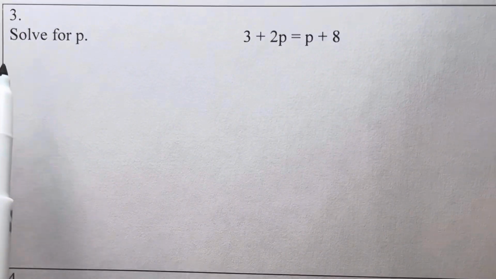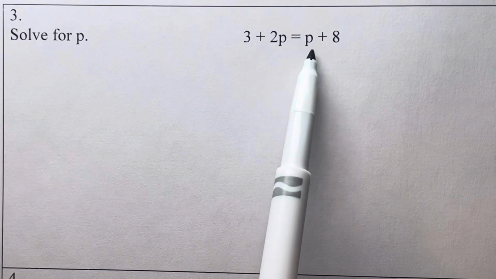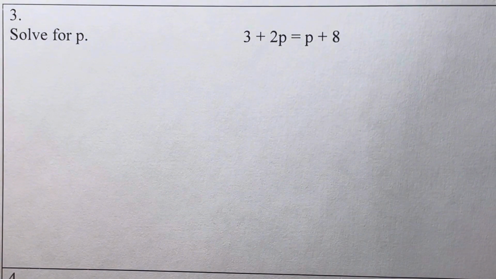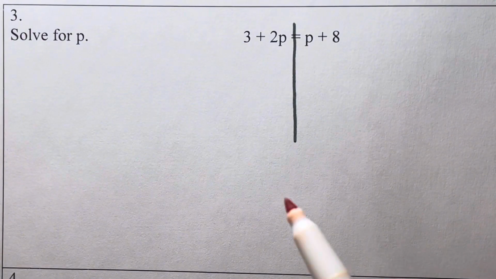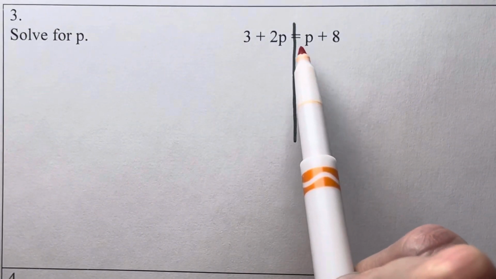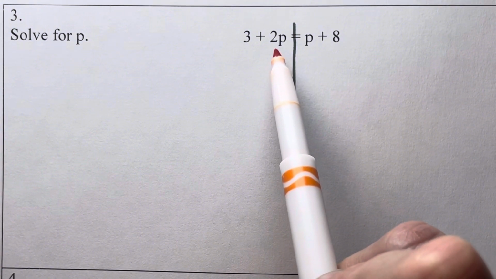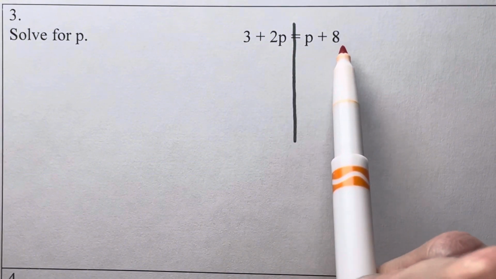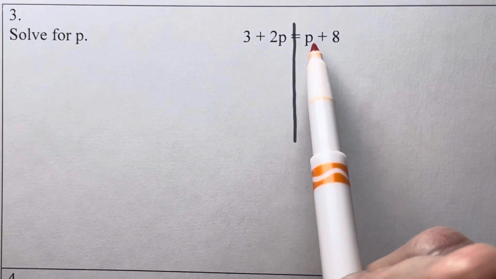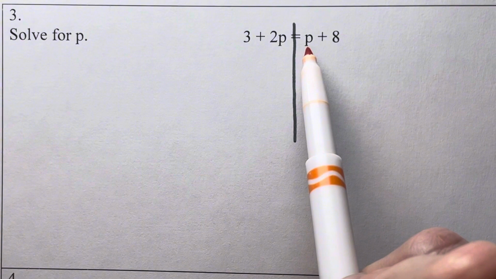Example 3. We're going to solve for p, where 3 plus 2p is equal to p plus 8. As we get started in this problem, you see clearly that we have p on both sides of the river. I usually like to refer to this variable as a piglet. I couldn't tell you why, I just do. So 3 plus 2 piglets equals a piglet plus 8. And we have to get all of the piglets onto one side of the river.